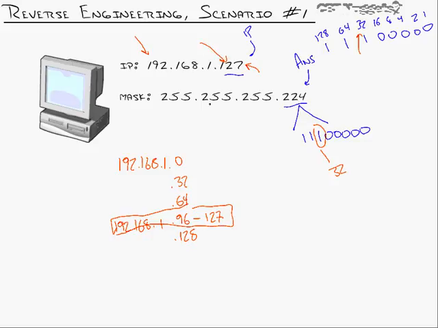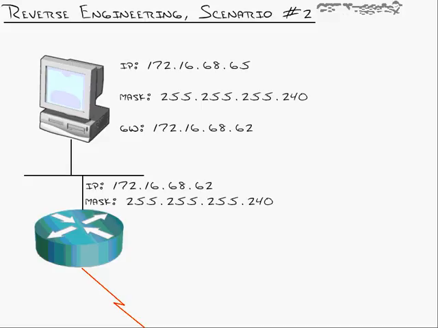Is this IP address valid? Absolutely not. At least not to be assigned to a host, because that is the last IP address in the range, which makes it the broadcast address, which the only way that you'd be able to figure that out is by doing reverse engineering and seeing the error of assigning that IP address to the host. Let's move on to scenario number 2.